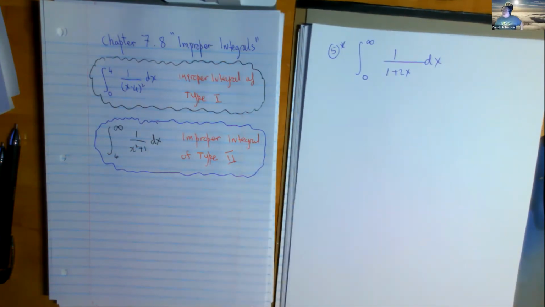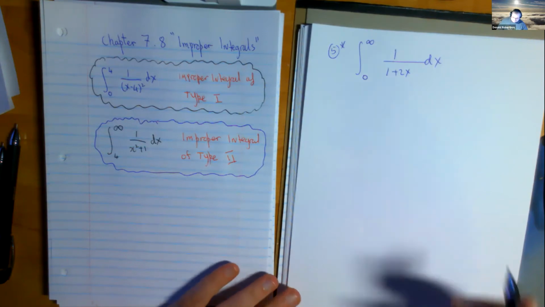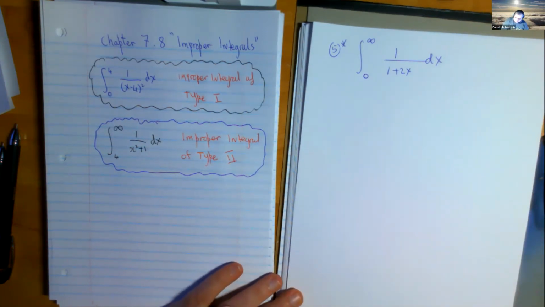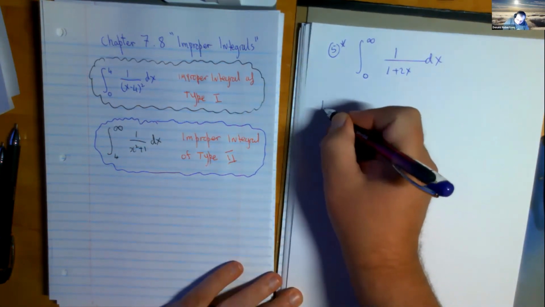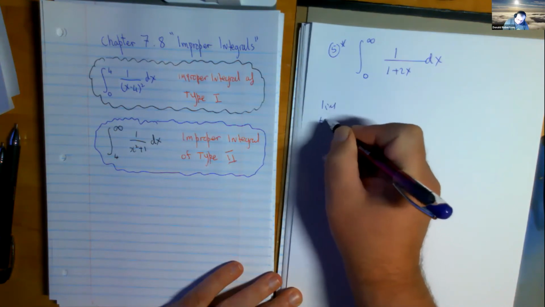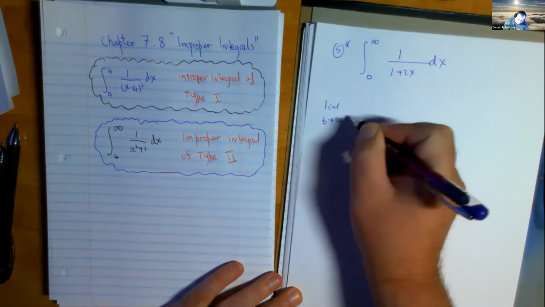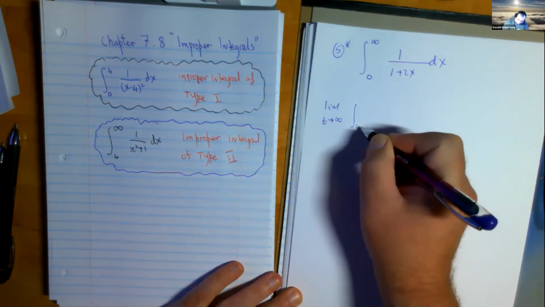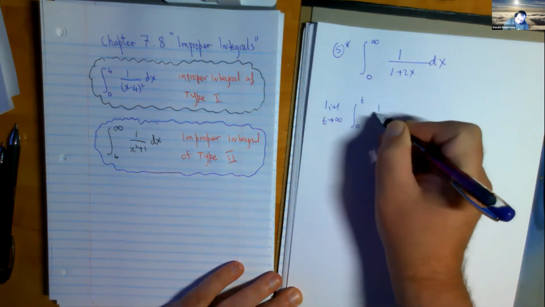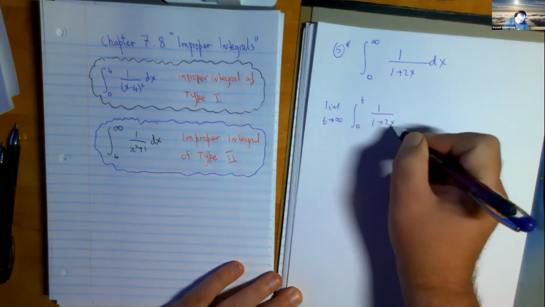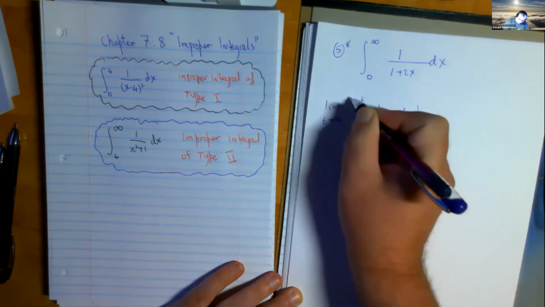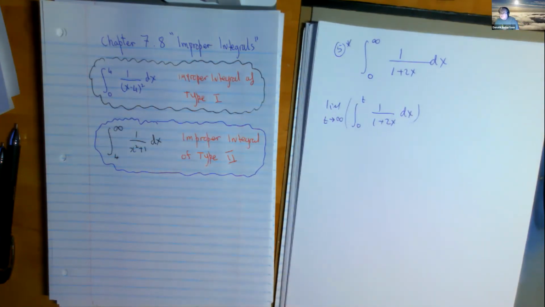I'm going to do 2 versions of question 5. This is the first one. Okay, this is going to become the limit as t tends to infinity, the integral from 0 to t of 1 over 1 plus 2x dx. I think we should all be comfortable with that step, right? The infinity turns into a t and it changes to a limit.